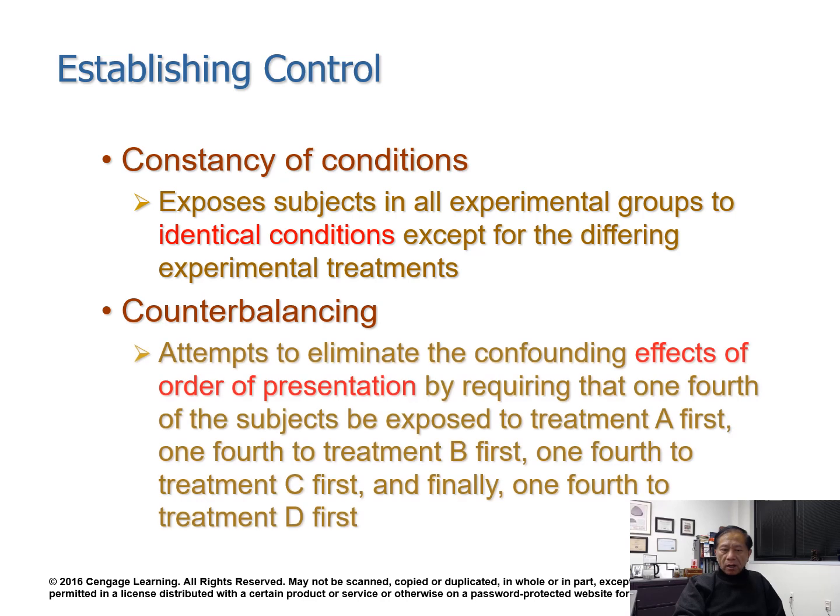Counterbalancing attempts to eliminate the confounding effects of order of presentation by requiring that 1/4 of subjects be exposed to treatment A first, 1/4 to treatment B first, 1/4 to treatment C first, and finally 1/4 to treatment D first. That way, you can use counterbalancing to eliminate the confounding effect of order of presentation.